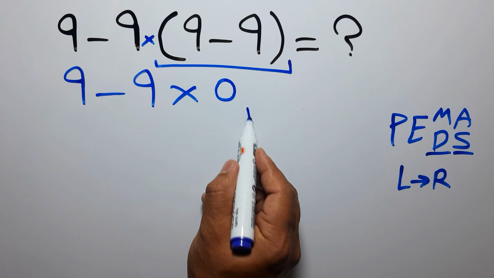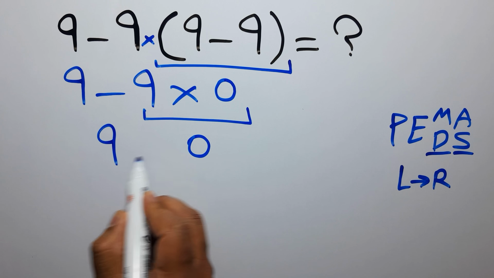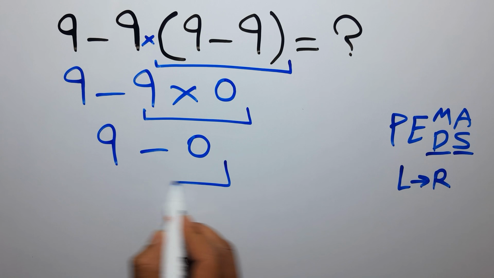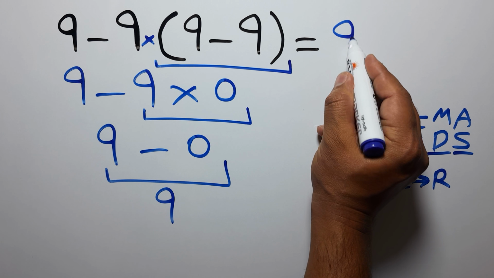9 times 0 gives us 0. So we have 9 minus 0, which equals 9. And this is our final answer to this problem. The correct answer is 9.